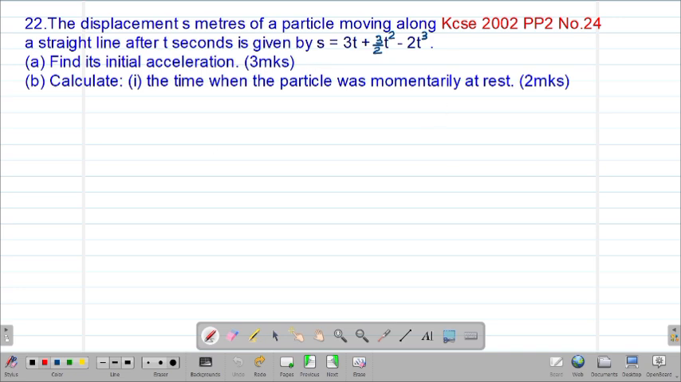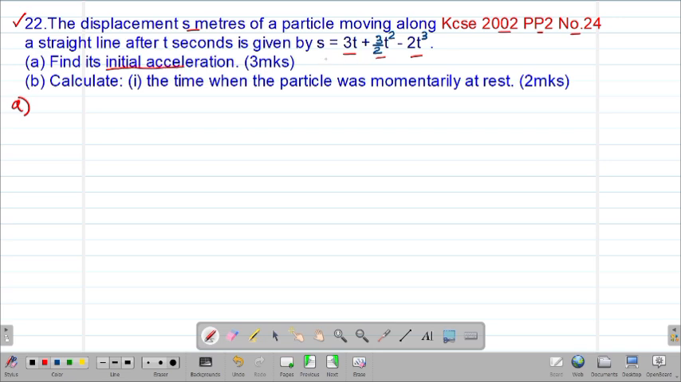So we are looking at our 22nd example, which is a past KCSE question tested in 202, paper 2, question number 24. It reads that the displacement s meters of a particle moving along a straight line after t seconds is given by the equation s equals 3t plus 3 over 2 t squared minus 2t cubed. Part A of the question, they want us to find its initial acceleration.